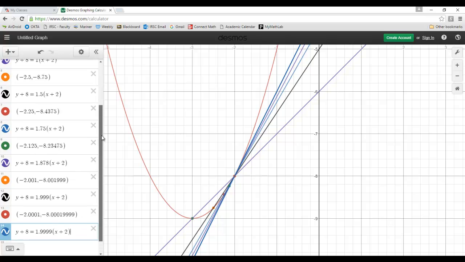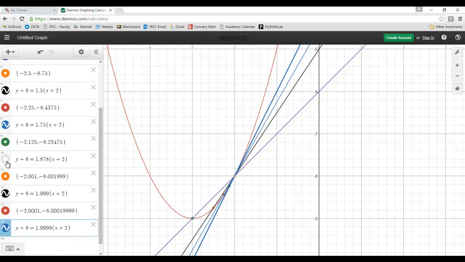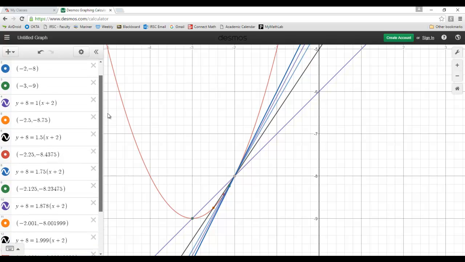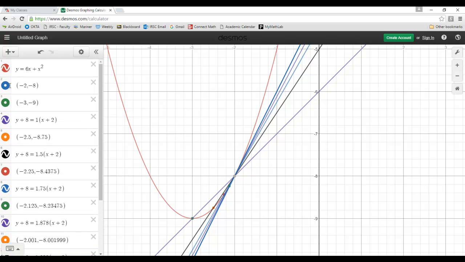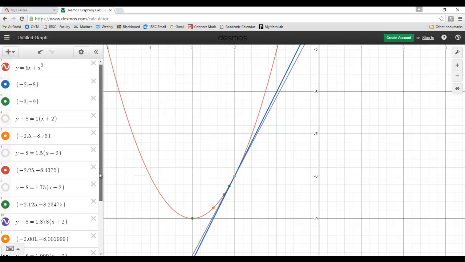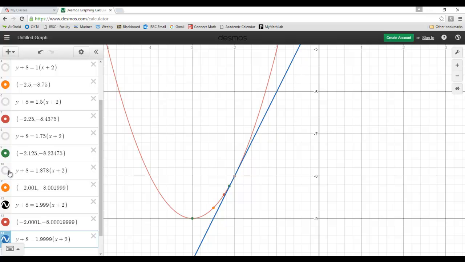Let me see if I can hide all these. Okay, I'm going to hide these in progression. So there's my original, I'm going to leave that. Let's hide our original, the first secant line. That's gone. Hide the second secant line. That's gone. Hide the third secant line. That's gone. Hide the fourth one. Hide the fifth one.